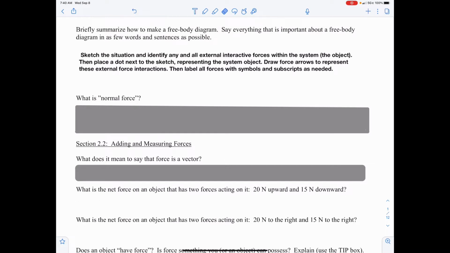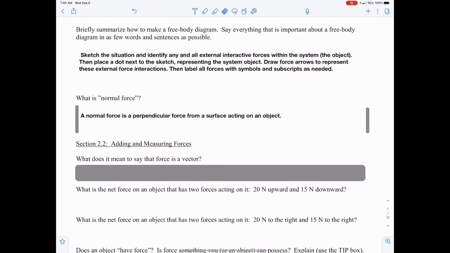What is a normal force? A normal force is a perpendicular force from the surface acting onto the object. The word normal means perpendicular. So to have a normal force, you have to have a surface, but more importantly, the force has to be acting perpendicularly from that surface.